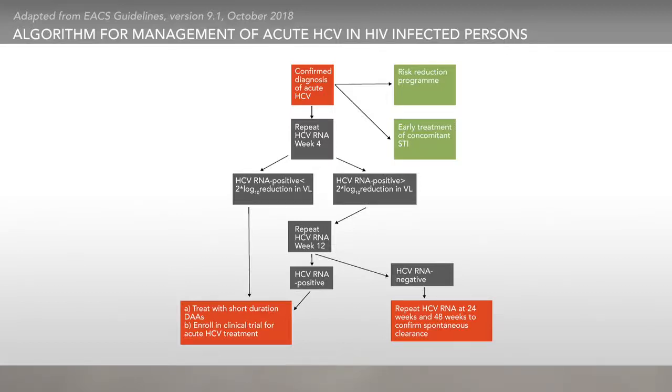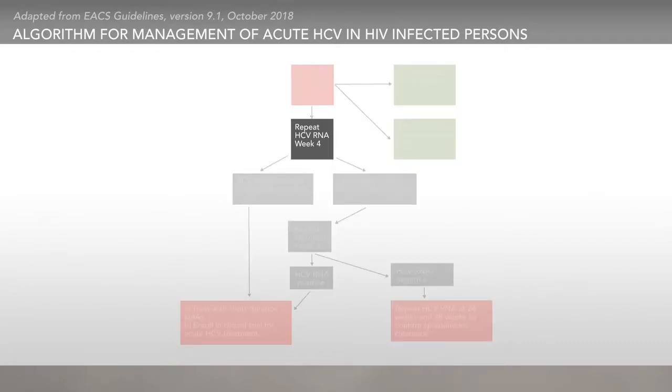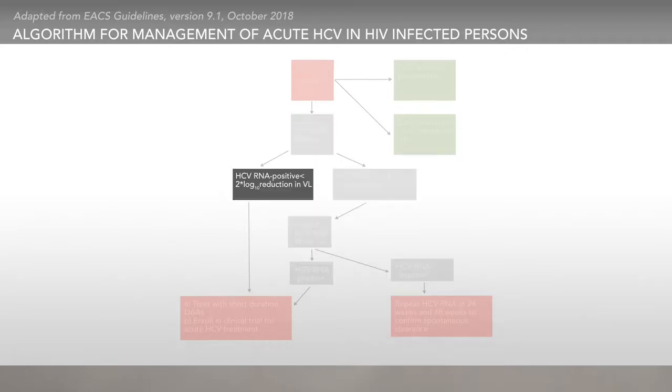Here you see an algorithm for management of acute hepatitis C among HIV-infected persons. Less than a quarter of all people with acute infection will clear the HCV infection spontaneously. HCV RNA testing should be repeated 4 weeks after the first HCV RNA positive result. If the viral load has not decreased by at least 2 log by this time, the risk of chronic infection is close to 100%, and short-duration DAA therapy should therefore be considered. In persons where the viral load has decreased at least 2 log by week 4, the viral load should be repeated at week 12, and if it's positive at this time, DAA therapy should be considered.